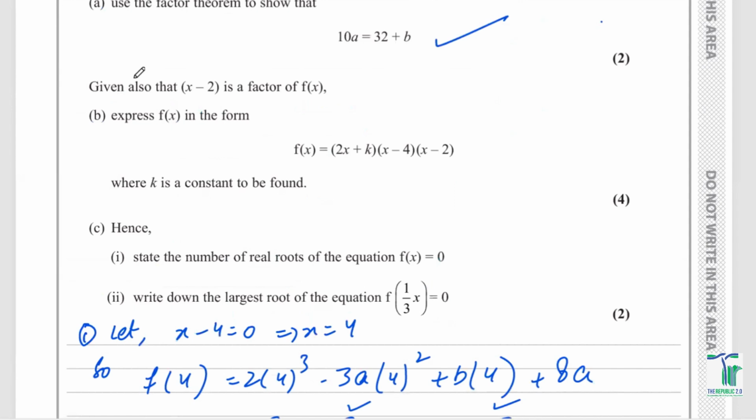In part B, given also that x minus 2 is a factor of f of x, express f of x in the form (2x plus k)(x minus 4)(x minus 2).